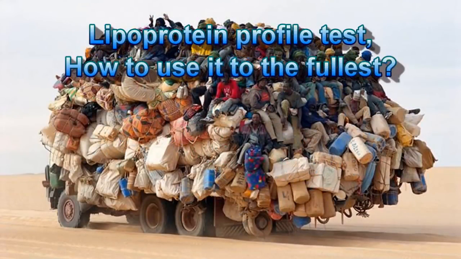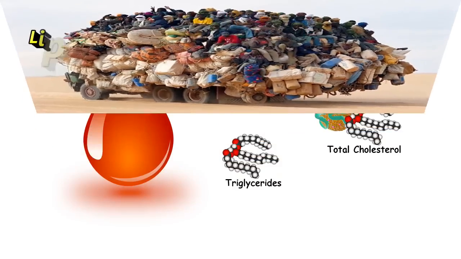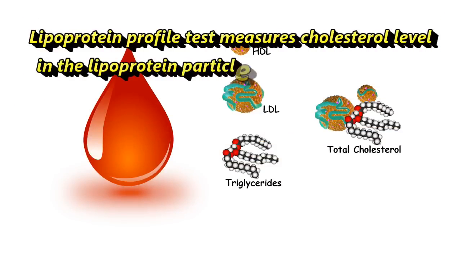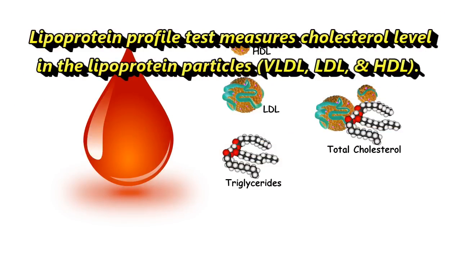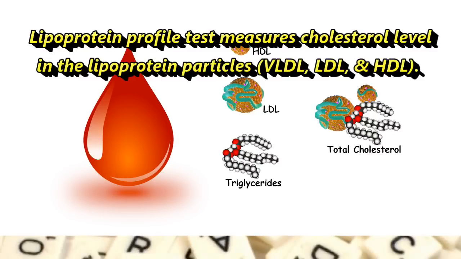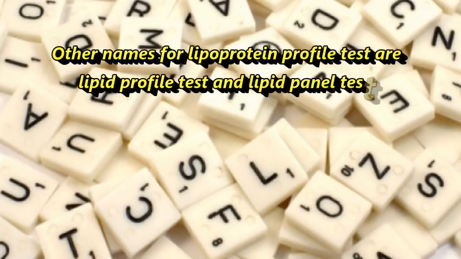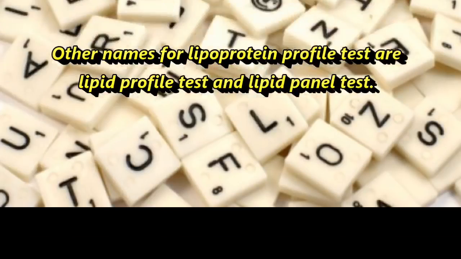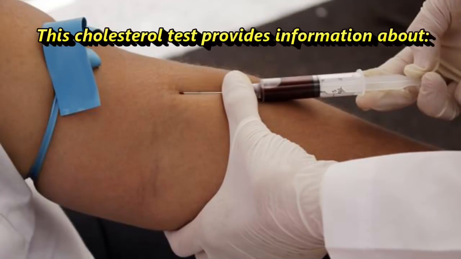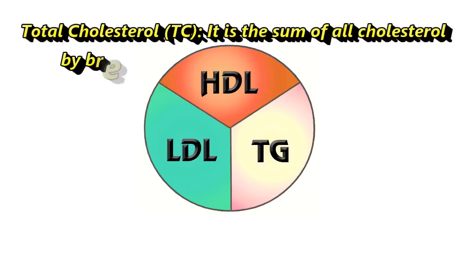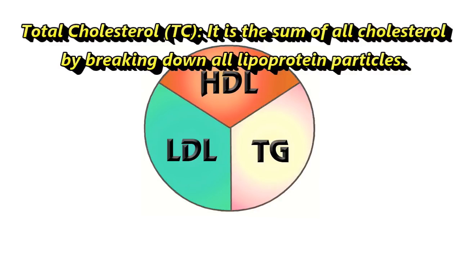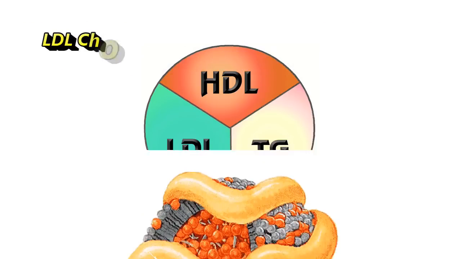Lipoprotein profile test. How to use it to the fullest. Lipoprotein profile test measures cholesterol level in the lipoprotein particles VLDL, LDL and HDL. Other names for lipoprotein profile test are lipid profile test and lipid panel test. This cholesterol test provides information about the total cholesterol TC. It is the sum of all cholesterol by breaking down all lipoprotein particles.